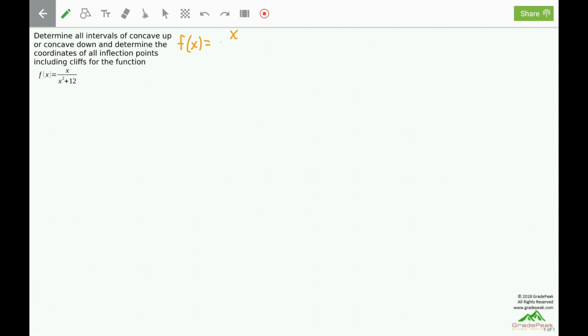F of x equals x, a polynomial, the domain would be all reals, divided by x squared plus 12, which is also a polynomial, and the domain would be all reals, but we do have a denominator here, and the domain requires that the denominator cannot equal 0. So x squared plus 12, the denominator, does not equal 0. We can solve for x by subtracting 12 from both sides, so x squared does not equal negative 12.